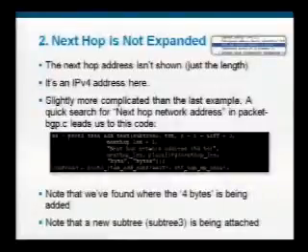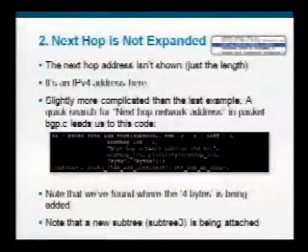So next hop, the second problem. The next hop address isn't expanded into the IPv4 components. It just shows you the length, which is 4 bytes. We already know that; it's an IPv4 address. It's slightly more complicated than the last example. Again, I'll open up the packet-bgp file and search for that text, next hop network address, and lo and behold, there it is.